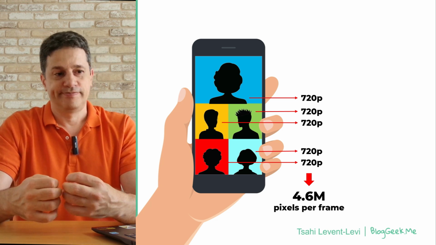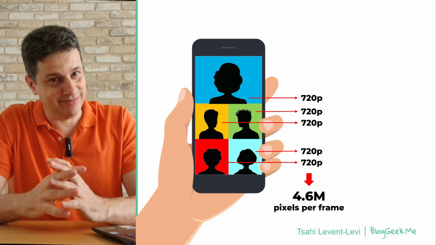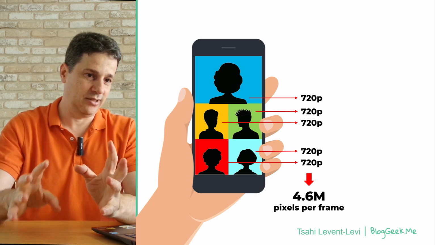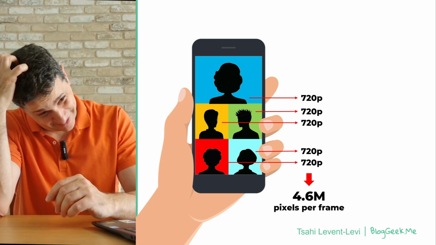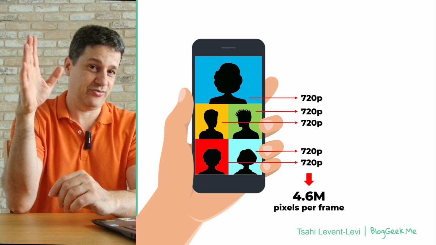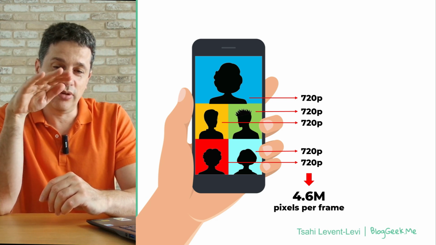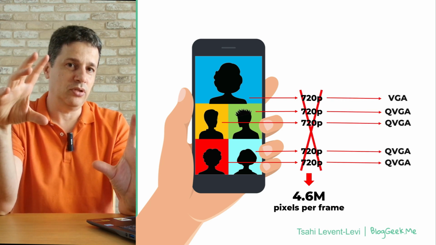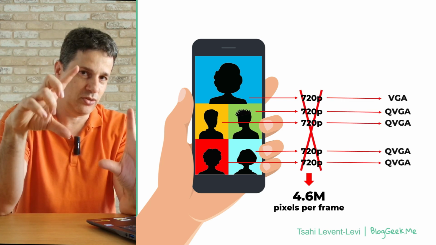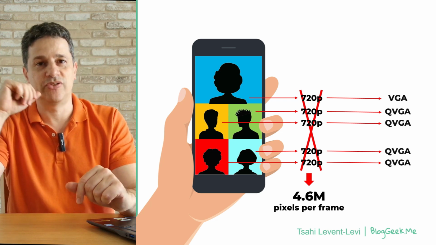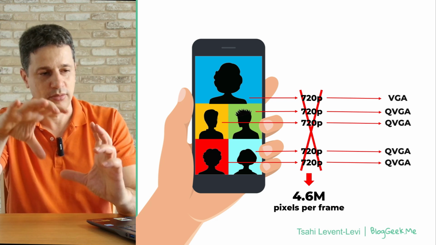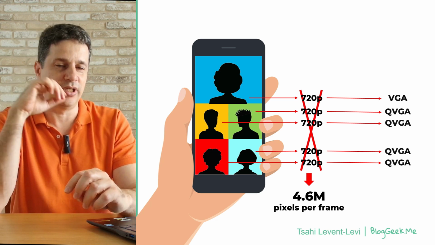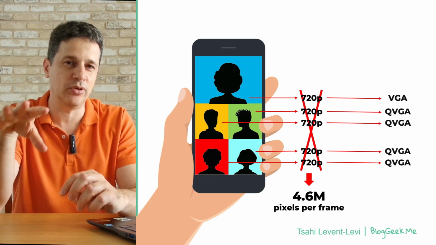Now, it was too much, and guess what? A smartphone, even today, cannot handle these types of numbers. So the first thing that we did was say, well, if we count the pixels, 4.6 million is too much per frame. Let's try to lower these down. Let's take the big live stream feed, the important one, and send that at VGA resolution. Not 720p, something a tad lower. And the other 4, let's do them at quarter VGA, even smaller ones, because they're less important to us.